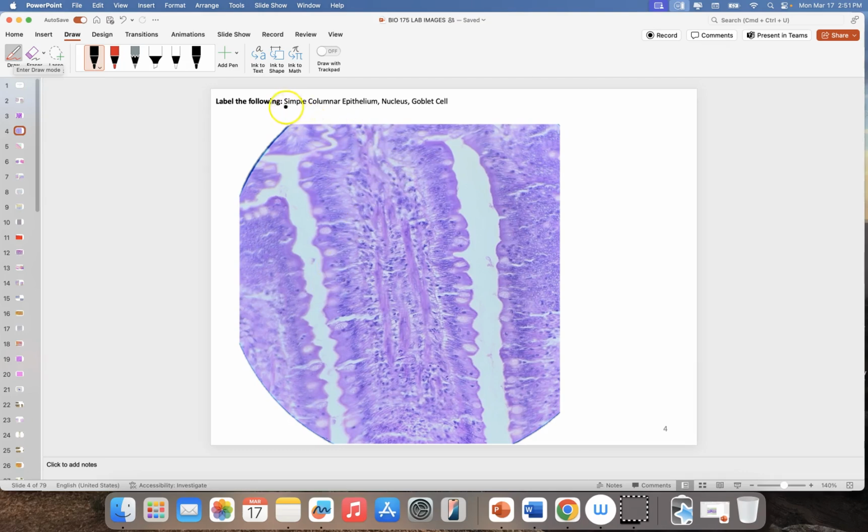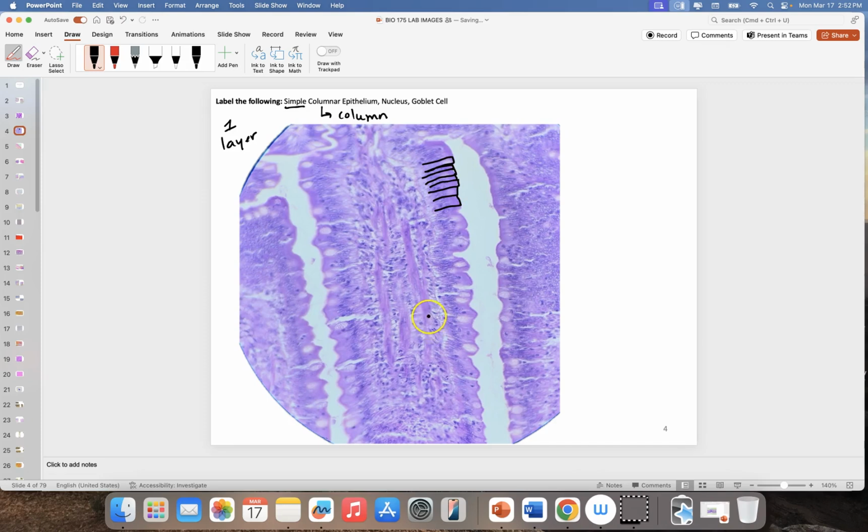It gets its name, simple, we know that means one layer, and columnar tells us that the cells now are going to have more of a column or rectangle shape. If I outline a few of the cells over here, we can see that they make these long, slender columns or rectangles. And again, it's just one layer, and therefore we call it simple then.